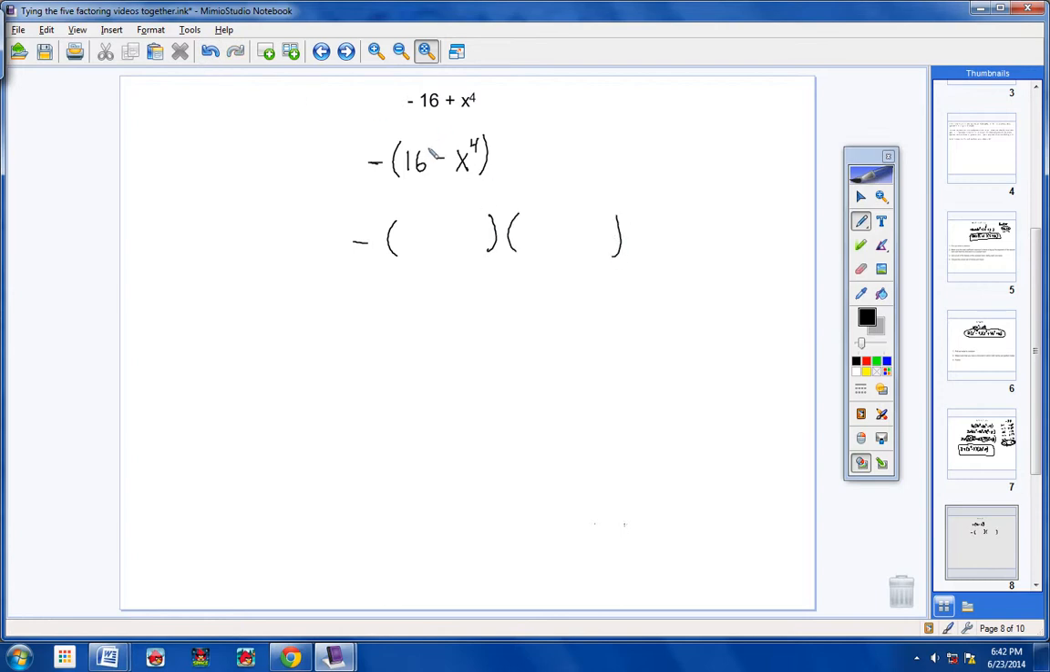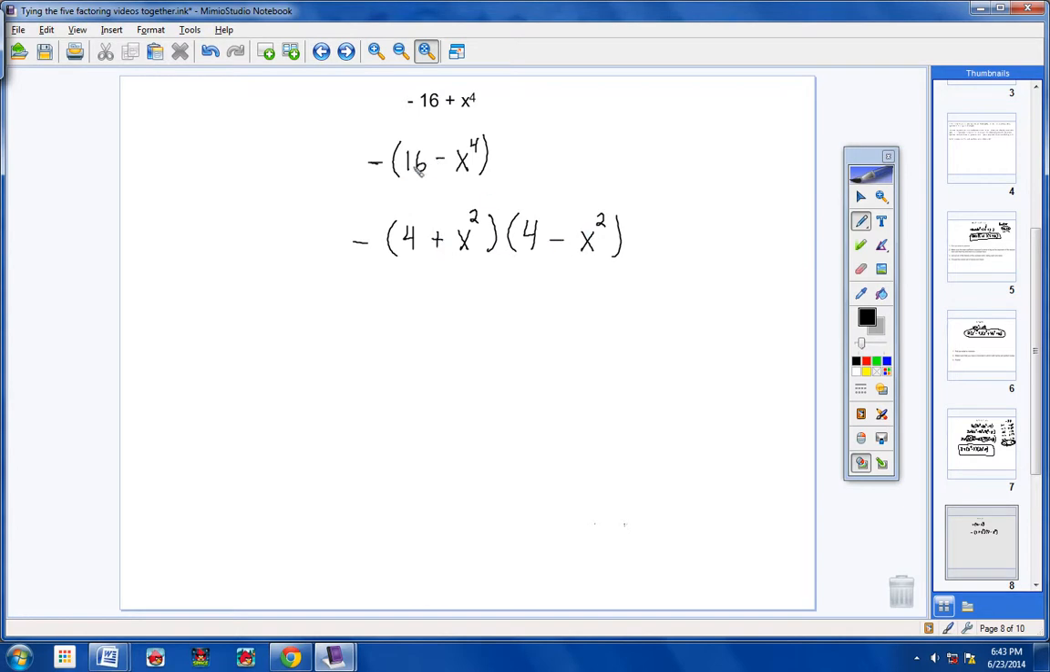And then in your head, you take the square root of this term here, and the square root of 16 is 4. You put it here, and you put it here. And then in your head, you take the square root of x to the fourth, which is x squared. So you put an x squared here, and you put an x squared here. Okay? And then you make one positive, and you make one negative.